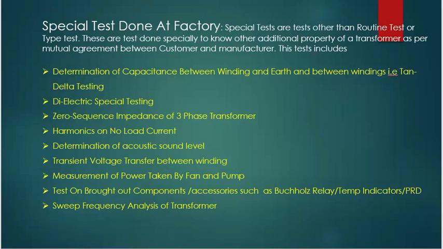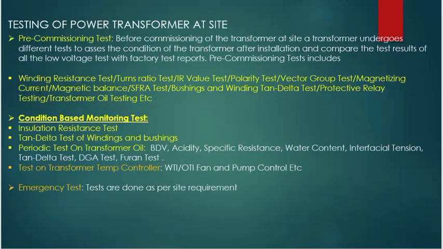Now, after the testing done at the factory, the transformer is sent to the customer site where it undergoes certain testing before commissioning, known as pre-commissioning testing. Pre-commissioning testing includes winding resistance test, turns ratio test, insulation resistance value test, polarity test, vector group test, magnetizing current test, magnetic balance test, SFRA test, bushing and winding tan delta test, protective relay testing, and transformer oil testing. Also, condition-based monitoring tests are done on site.